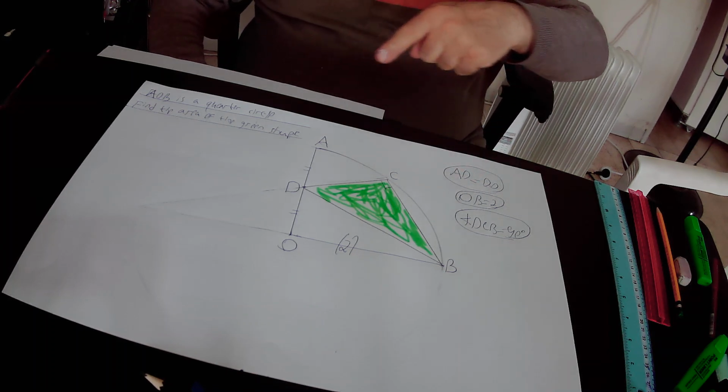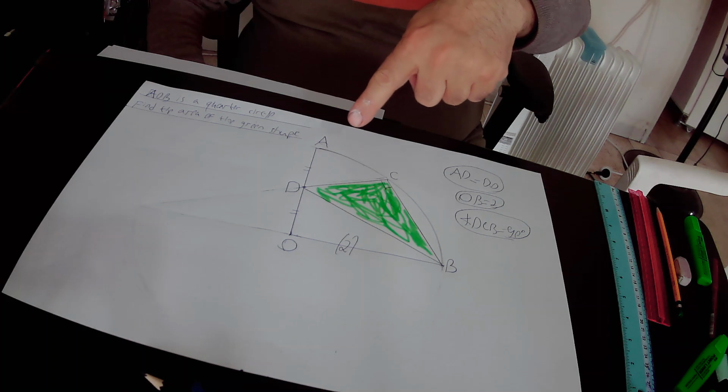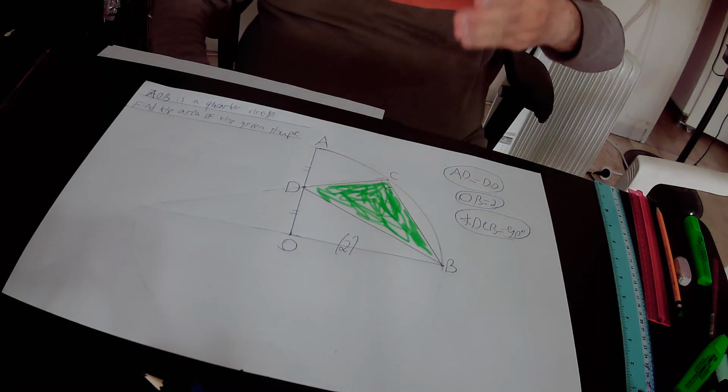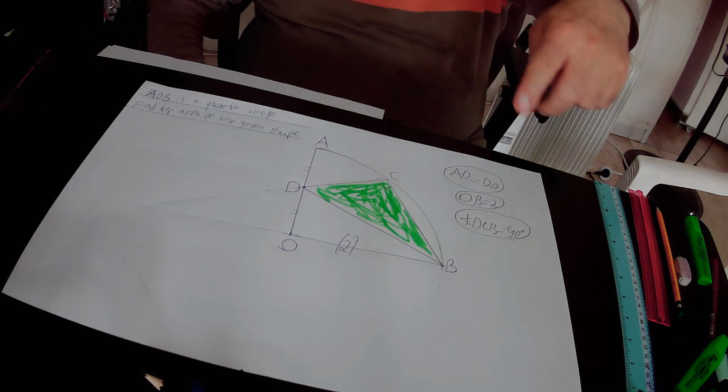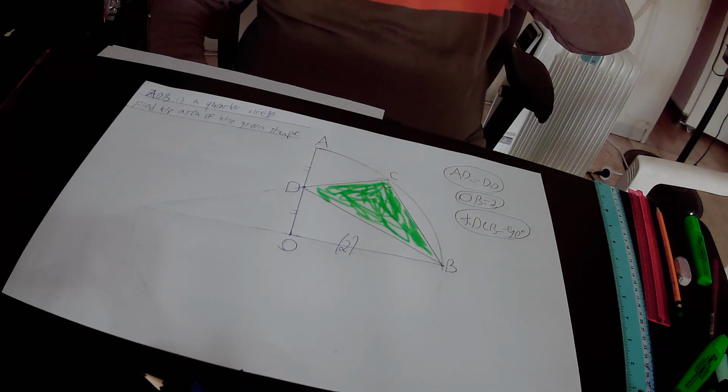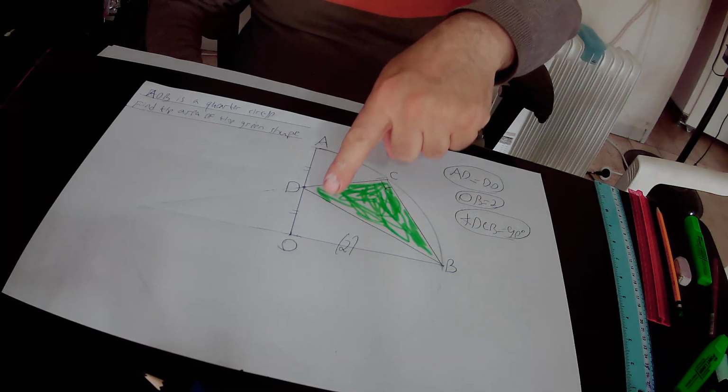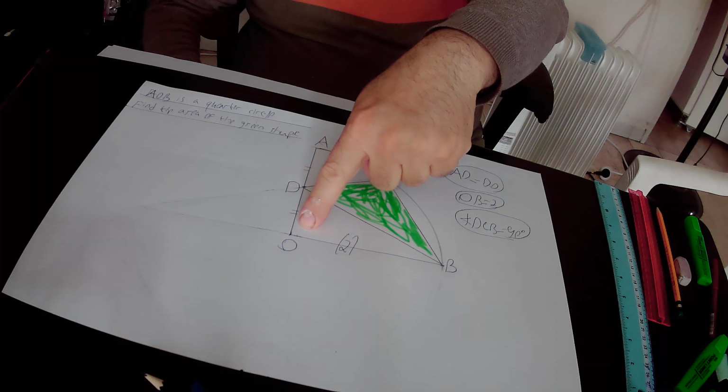The green shape is actually the right triangle DCB, or in other words, our mission is to find out the area of the right green triangle, triangle DCB. Okay, first of all, we know that AOB is a quarter circle, therefore angle AOB, this angle, equals 90 degrees in its size.